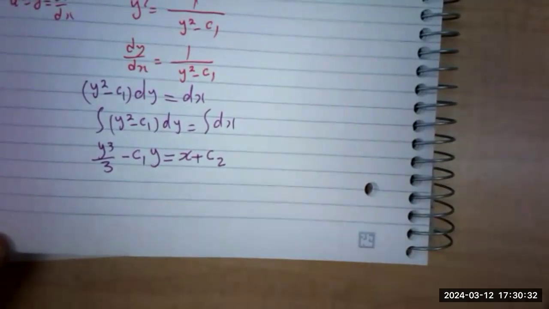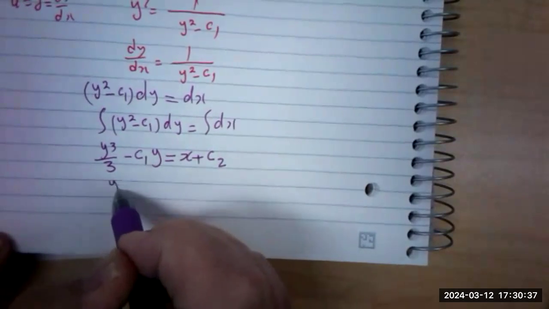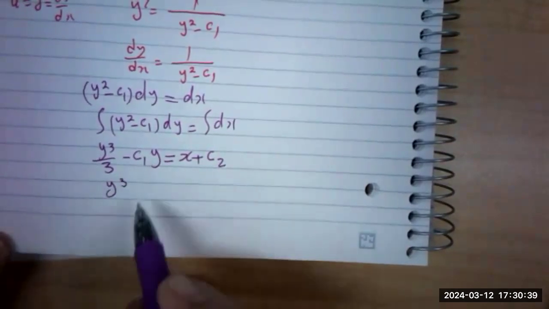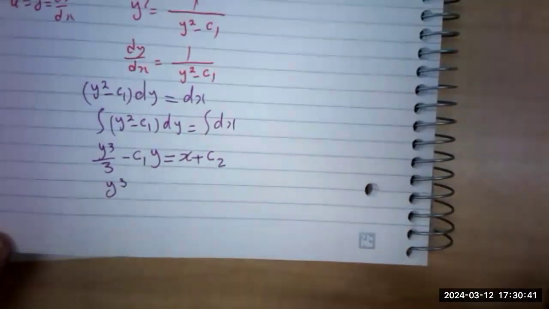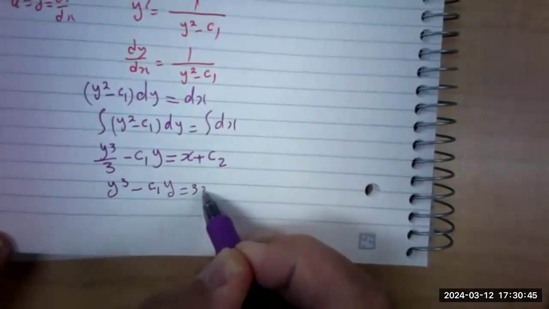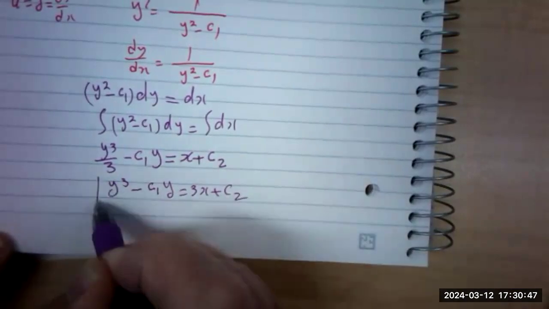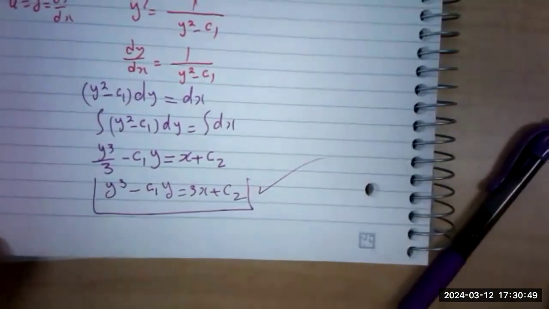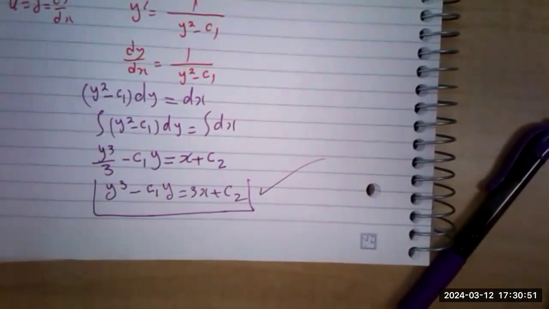If you like, you can multiply both sides by 3. So that gives you y cubed, minus c1 y, and you can call this c1, it doesn't matter, and this is going to be 3x plus c2. So that would be the final answer.